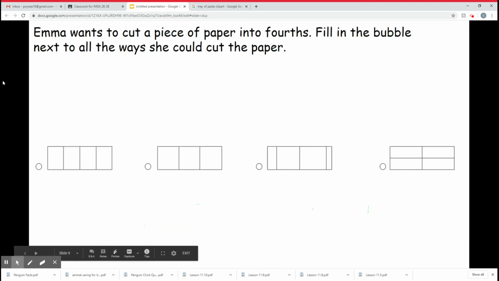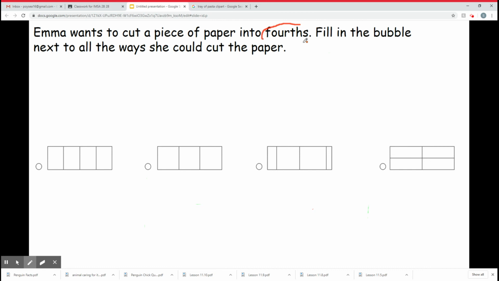Okay, and this is the last one. Emma wants to cut a piece of paper into fourths. Let's circle that word, fourths. She wants to do fourths. Fill in the bubble next to all the ways she could cut the paper. Okay, so let's look at this one. First of all, let's ask, are these parts equal? Yeah, they're all equal. They're the same size. Now let's see if they're fourths. We have 1, 2, 3, 4. So yes, this is correct. We can fill in this bubble right here.